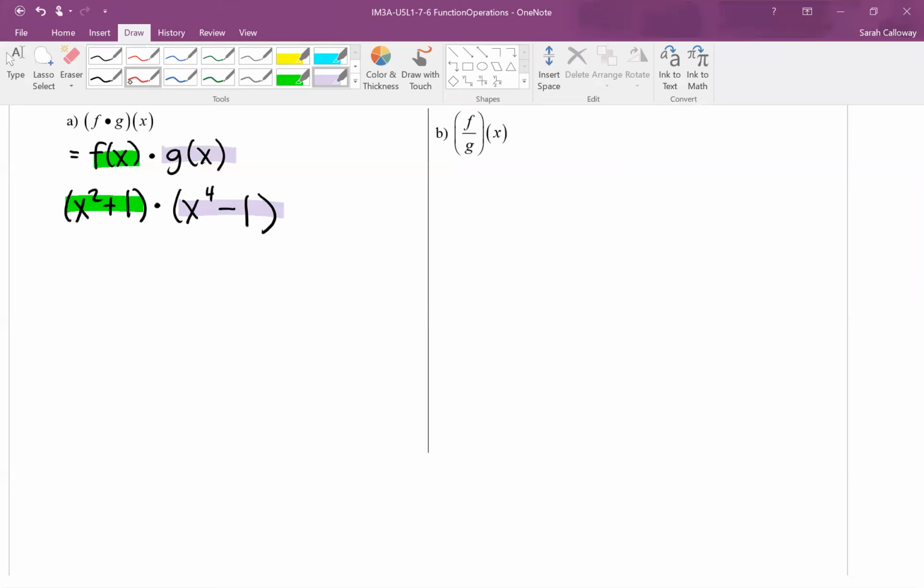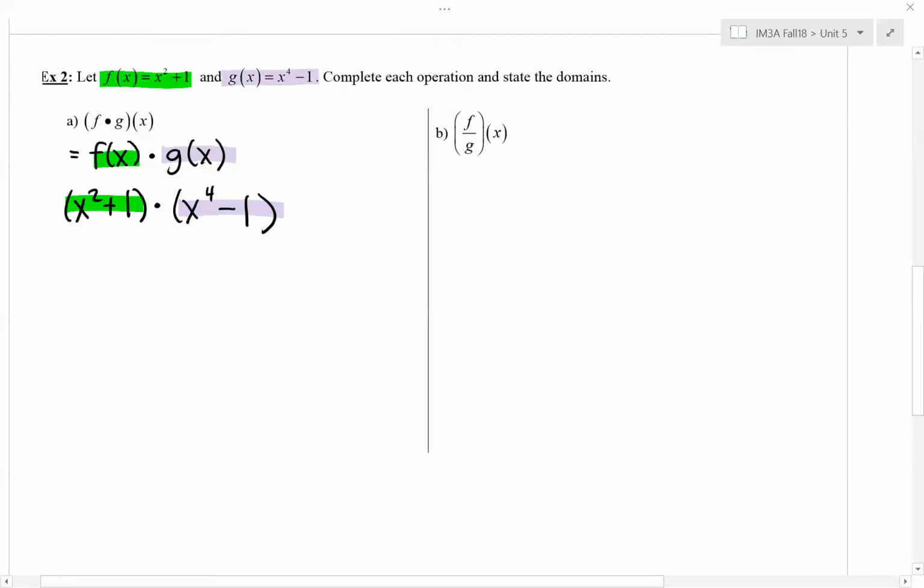So what's happening here is I'm multiplying two binomials together. So I either have to do the double distribution, aka FOIL, first, outer, inner, last, or I can draw a 2 by 2 box and use that to multiply it out. So whatever your preferred method is, I'm just going to use double distribution. That's how we're going to get to this next step.